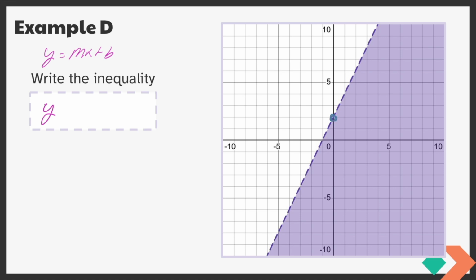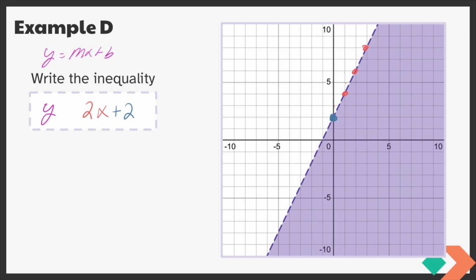So I can see that the line is crossing at positive 2, so I know that my inequality is going to have plus 2 on it. And then to determine my slope, I'm going to just count up and over: 1, 2 over 1, up 1, 2 over 1. So I can see that my slope is going to be 2. Therefore, I'm including my intercept.